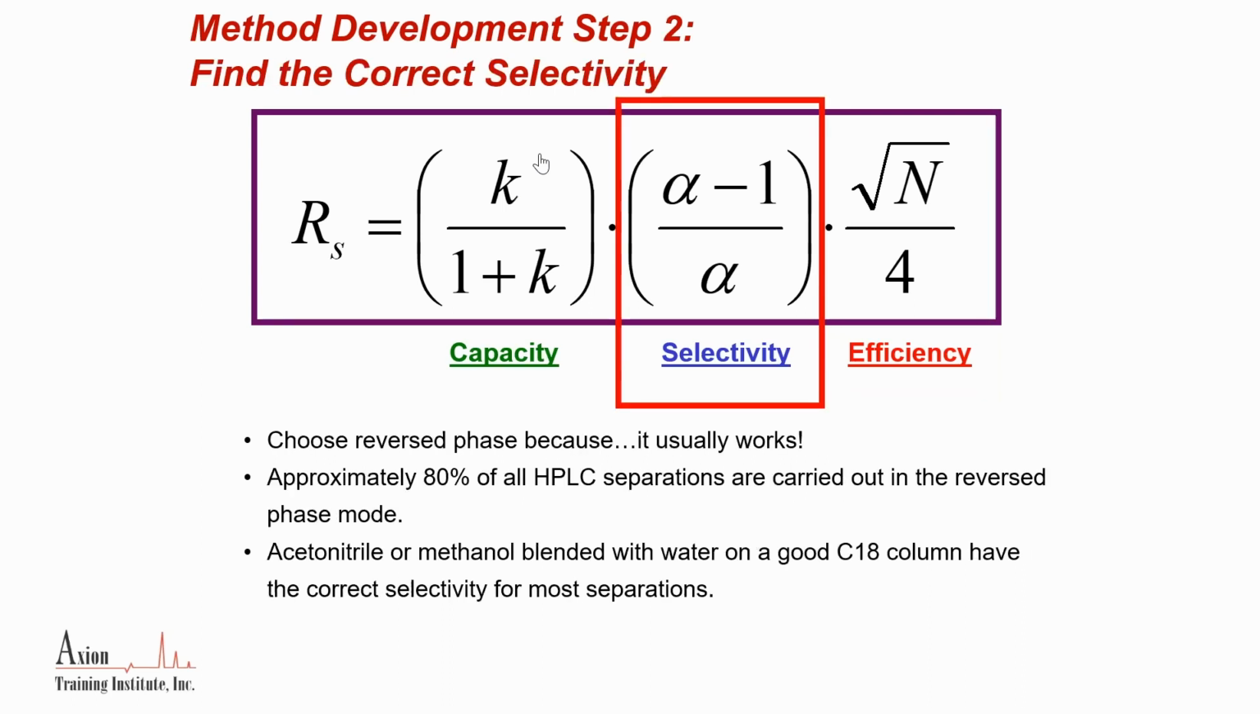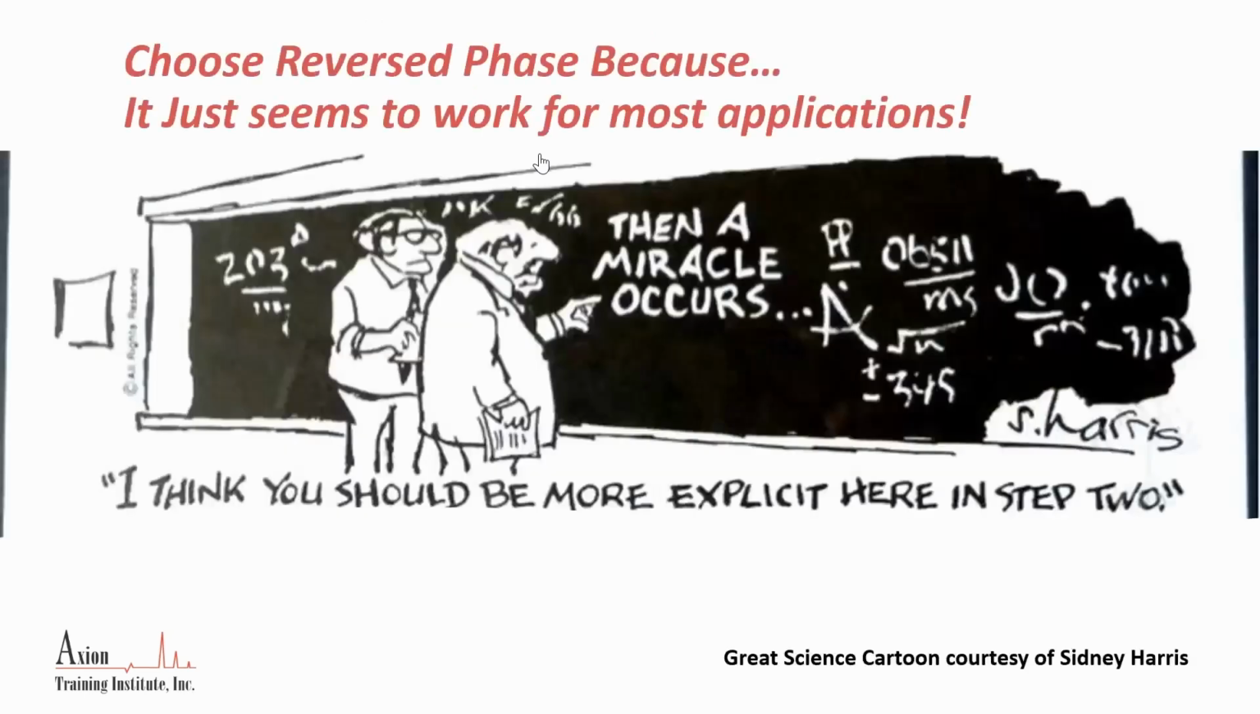The next thing we're going to look at is the selectivity, and this is the stationary phase and the mobile phase. So in HPLC, we oftentimes think about changing the stationary phase right away, but we have the ability to also change the mobile phase, and that has a major impact on the separation, on the selectivity. So my favorite cartoon for this is, of course, the big equation, and then a miracle occurs. Well, that's reverse phase. So it's not really a miracle, it's science.